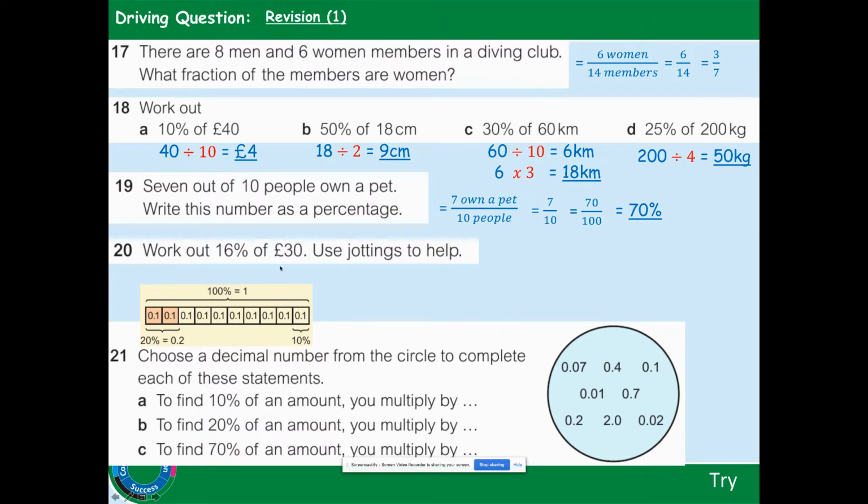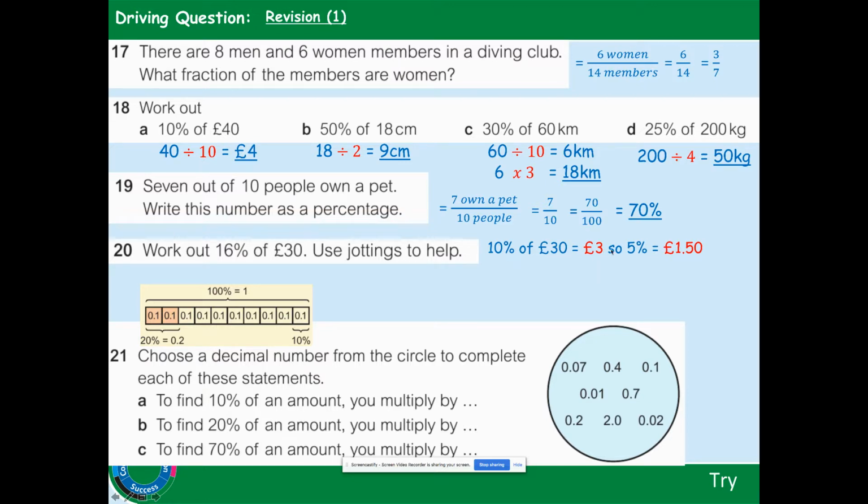Work out 16% of £30. It says use jottings to help you. I would have used jottings everywhere, personally, but there we go. So let's find 10% of 30. Where have I done this? Over here. 10% of 30 equals 3. I need to find 6%, so I'm going to find 5%. So 5% is half of £3, which is £1.50.